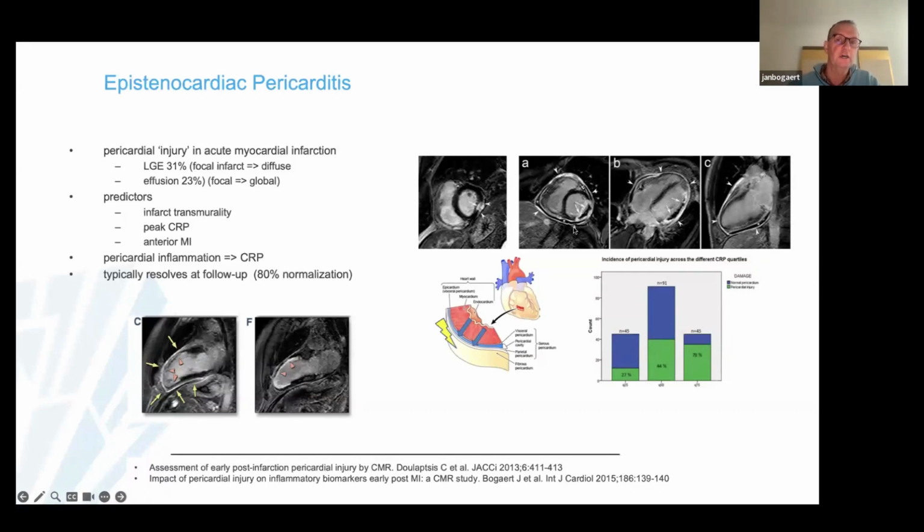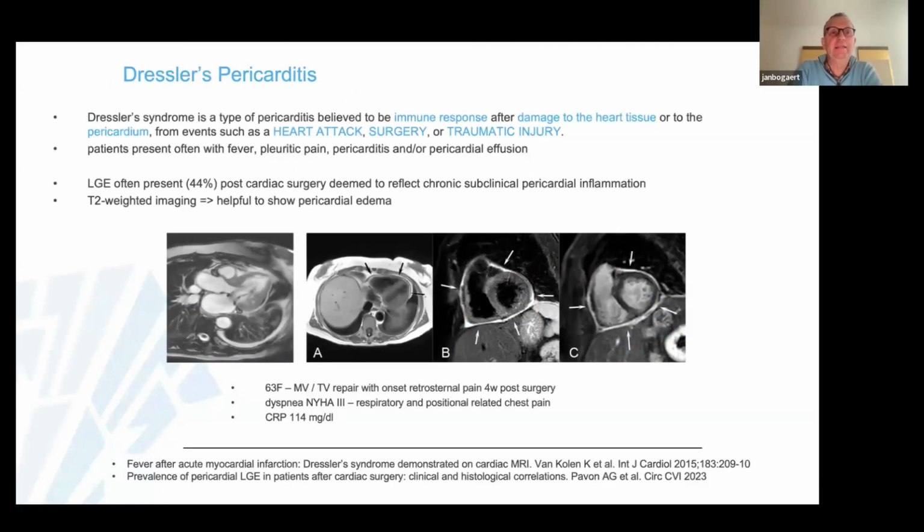And typically it occurs in the early stage, very soon after the infarct. And if you do a follow-up study, it disappears. And what we have found is that most likely the presence of pericardial inflammation drives the rise in CRP, and not necessarily is the rise caused by the myocardial damage alone. And epistenocardic pericarditis needs to be differentiated from the vesicular pericarditis, which is believed to represent an immune response to damage of the heart.